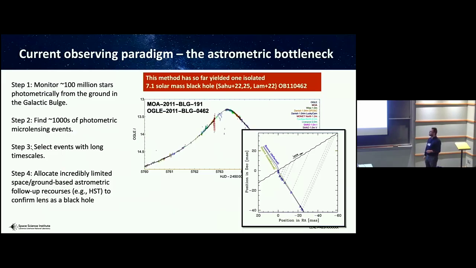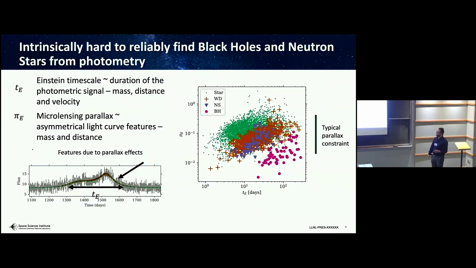You say events caused by massive lenses are likely to have longer time scales, so I'm going to make some cut on time scale. Then to confirm the nature and get more information, you have to allocate incredibly limited, expensive ground and space-based follow-up to confirm that the lens is a black hole, weigh it, and look for excess flux. This is the current way we're doing it, and we're entirely limited by the astrometric data available. It's just hard to find events if you start from a ground-based photometric survey.